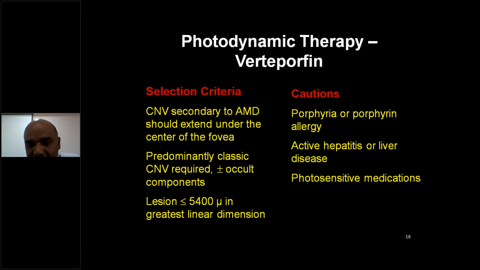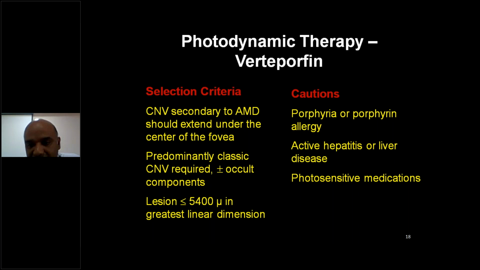So, light or some laser energy is thrown onto the retina. This drug gets excited, and free oxygen radicals are released, which damage all the new blood vessels exclusively in the retina. That was the advantage of verteporfin. The usage of verteporfin has also come down. It's also known by the name Visudyne. It's a dye which is injected into the veins.